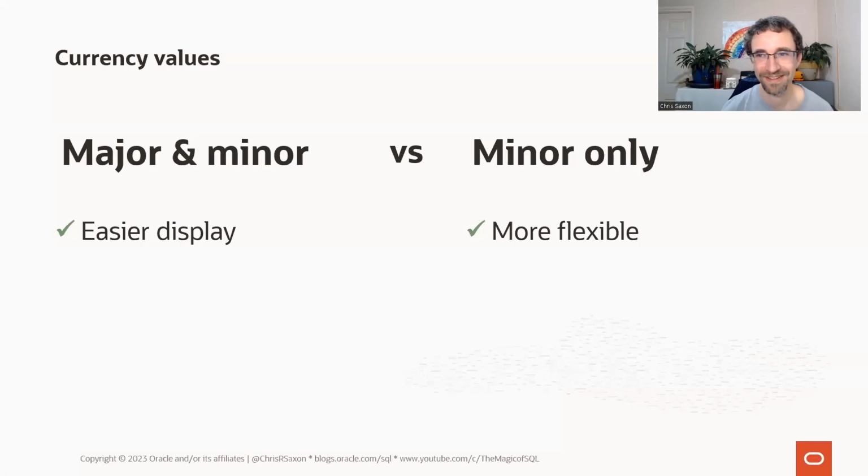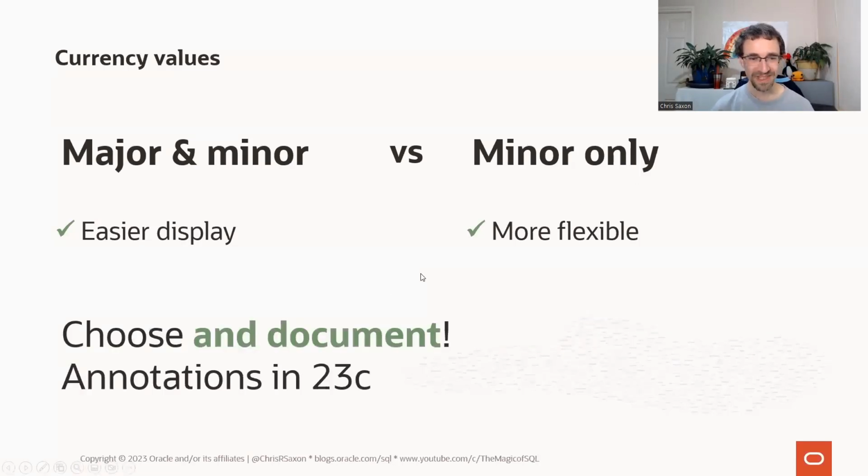Ultimately, I don't think there's really a strong winner here. I know most people voted major and minor. The only real thing to say here is just make sure you document it, right? Choose an approach, stick with it, document it, and consider using things like annotations in 23c to help you understand that better.